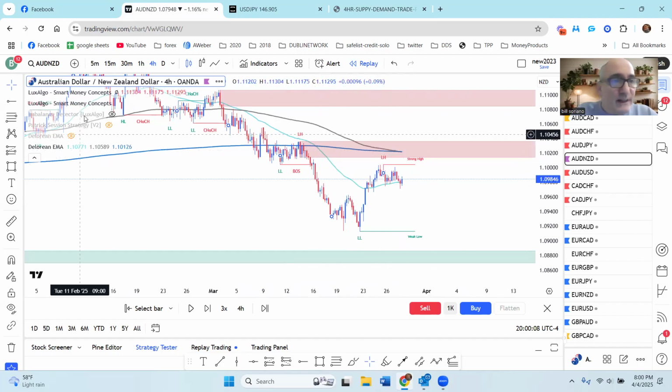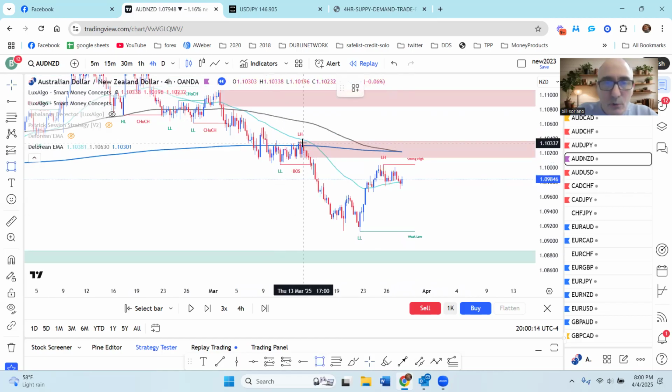We have a zone right here. The indicator is giving us a couple zones. This is the closest one right here. So let's just mark this up.